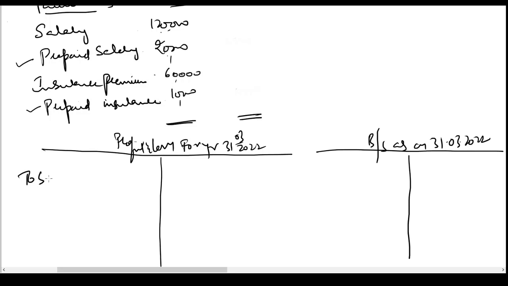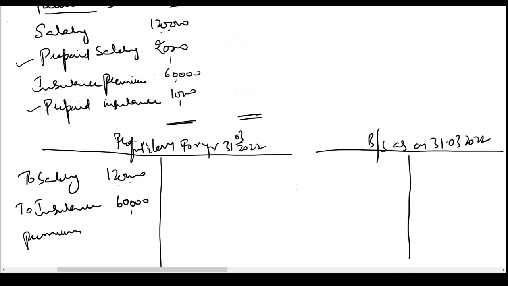Salary account will be debited to the profit and loss account straight away, 1,20,000. Insurance premium will also be debited to the profit and loss account, 60,000. What about prepaid salary? It will be shown in the balance sheet, asset side. Prepaid insurance will also be shown on the balance sheet, asset side.